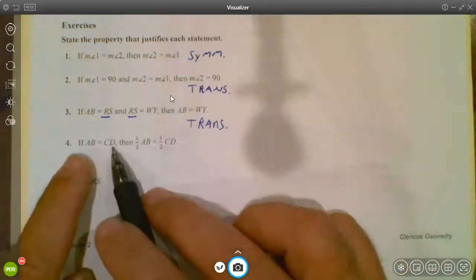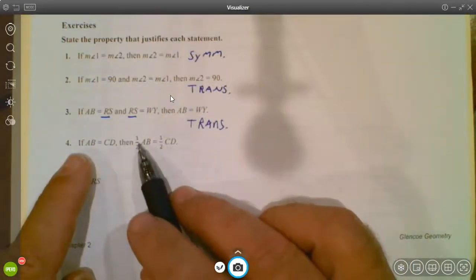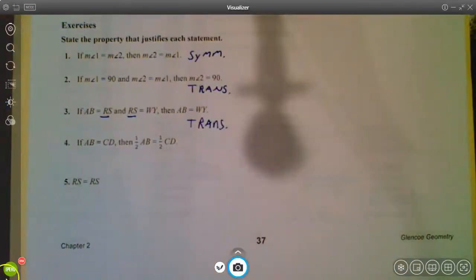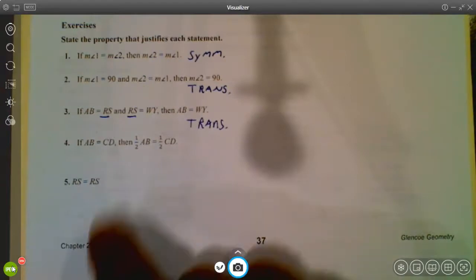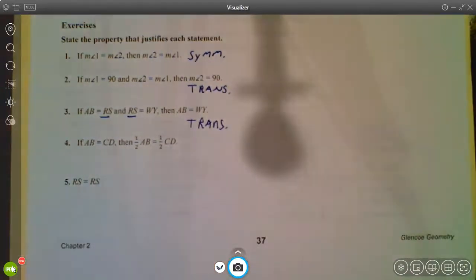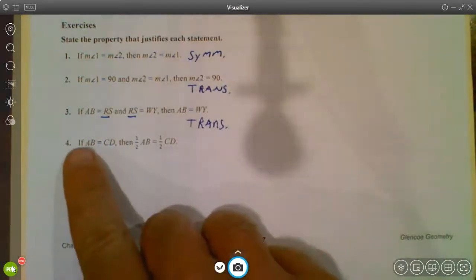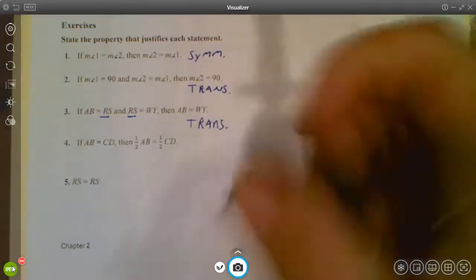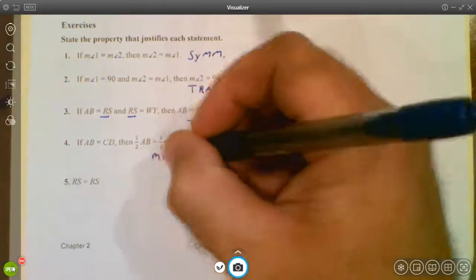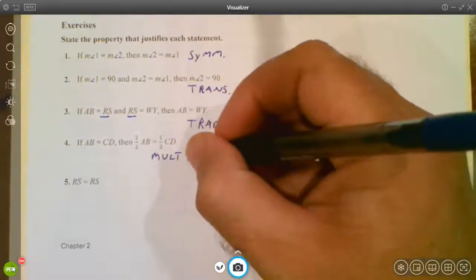Over here, so if AB equals CD, then half AB equals half CD. So this one was thrown in as a little bit of a curveball. It's really not one of the three up above, so it looks like they wanted to just sort of squeeze one in and see if we recognized it. If you look at how did we go from here to here, like what did they do? Well, they multiplied both sides by 1/2. Anytime you multiply both sides of an equation by the same item, you are using the multiplication property of equality. And that's on the previous page.